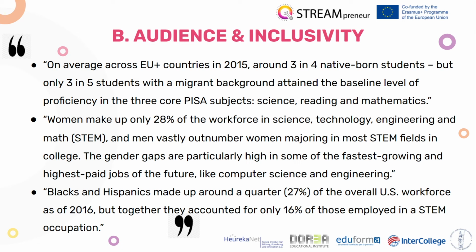Just some quotes and some findings here. On average, across EU countries in 2015, around 3 in 4 native-born students, but only 3 in 5 students with a migrant background attained the baseline level of proficiency in the 3 core PISA subjects: science, reading, and mathematics.